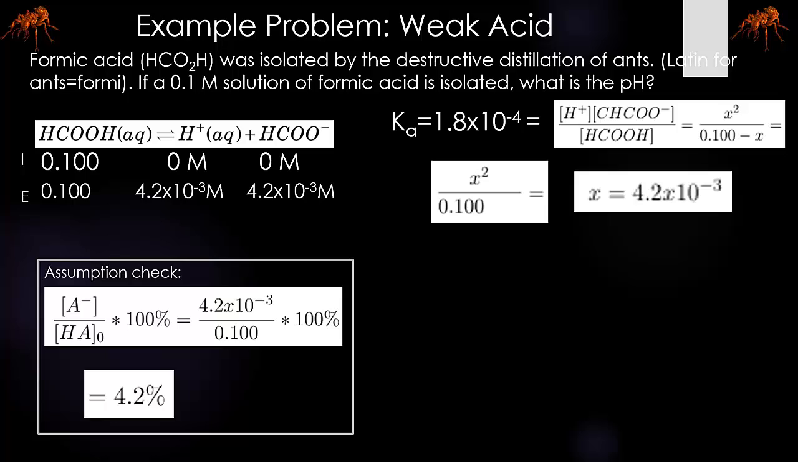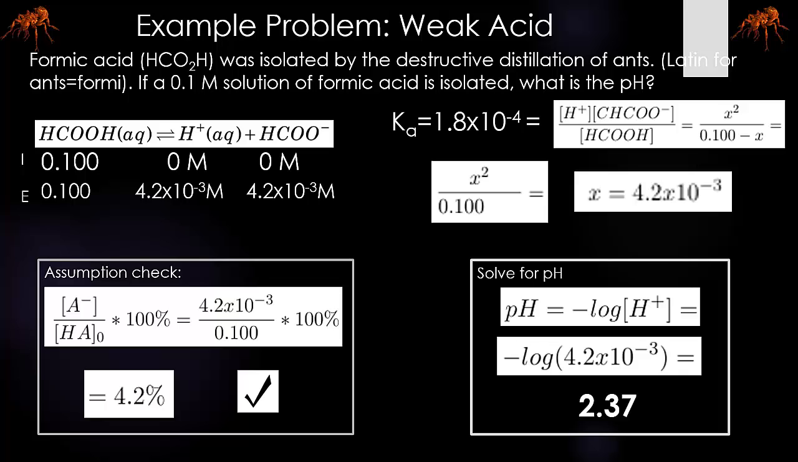If it were over 5%, we need to go back to the Ka equation and solve it without using the assumption, using the quadratic equation. We can now continue by taking the negative log of x. In addition to being the concentration of A-, it's also the H+ concentration, so this is how we would go about solving for pH. This gives us a pH of 2.37.